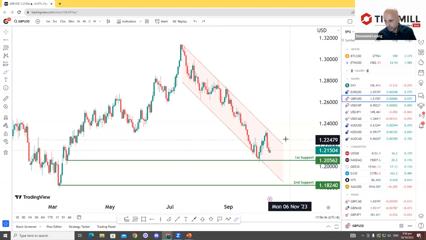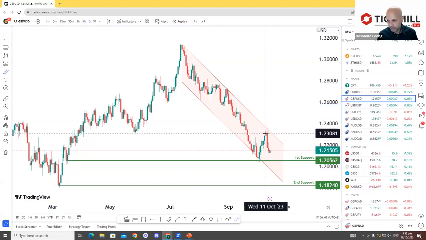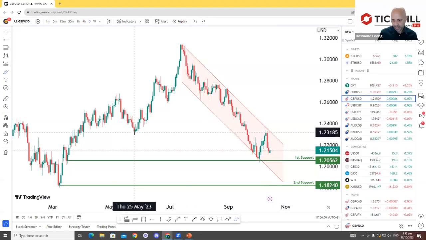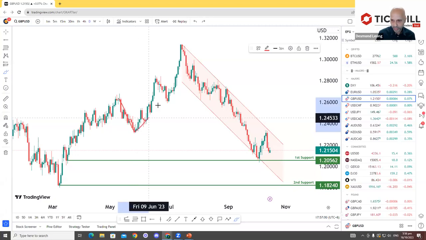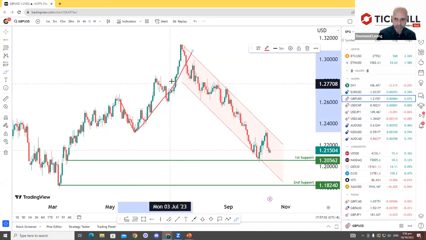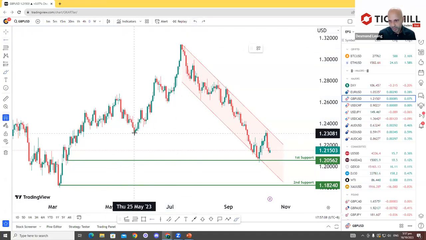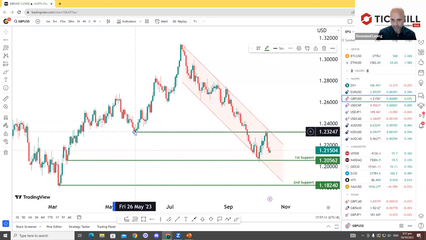Similarly to the upside, we do see price running into resistance here. This is what we call a pullback resistance on 11th and 12th of October. And if you look across, we see it lines up very well with this swing low that took place in the middle of May as well, right? Towards the end of May, 25th, 26th May, price made a very strong, significant bounce off this level, right? So we have a very significant overlap level here, right?